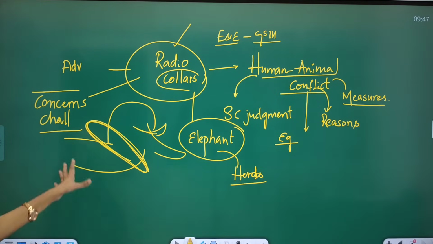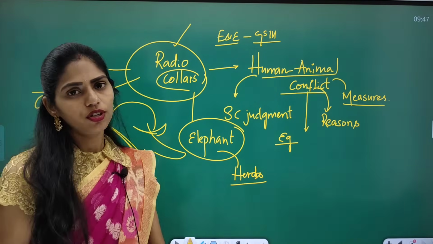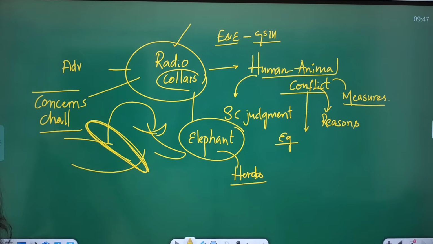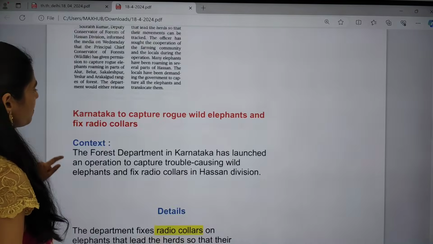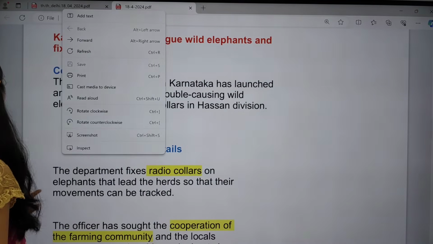Clear? So all these dimensions are important from your environment and ecology itself. So now let us see the notes part. So first, why is it in the news here?